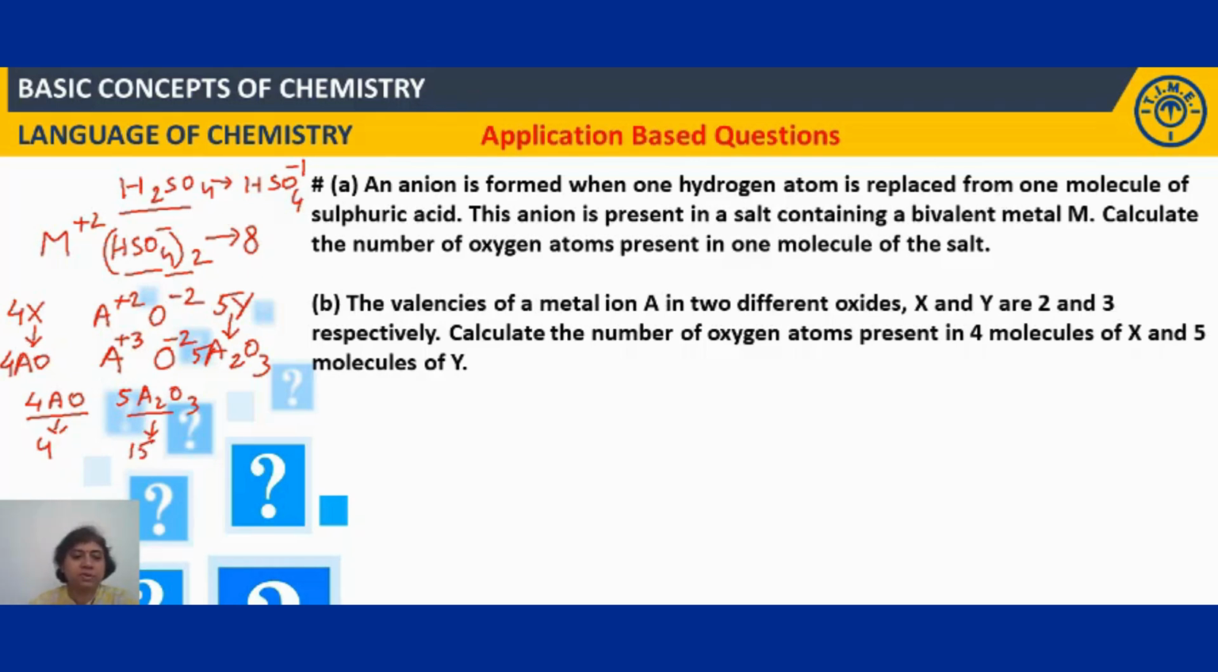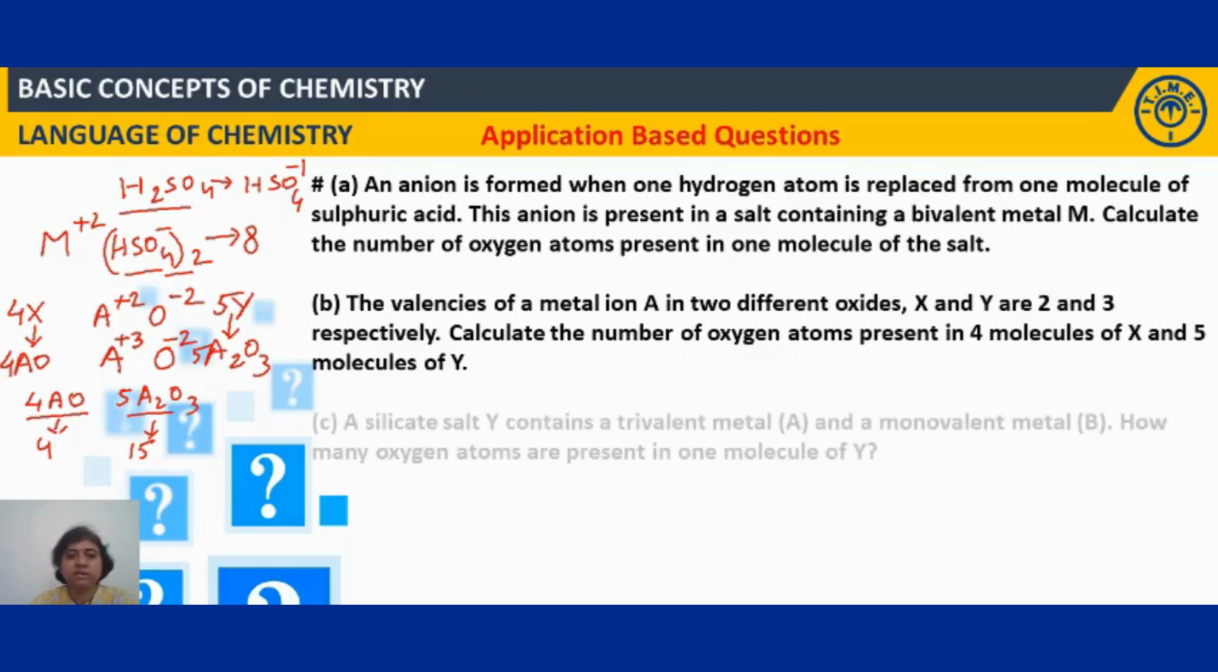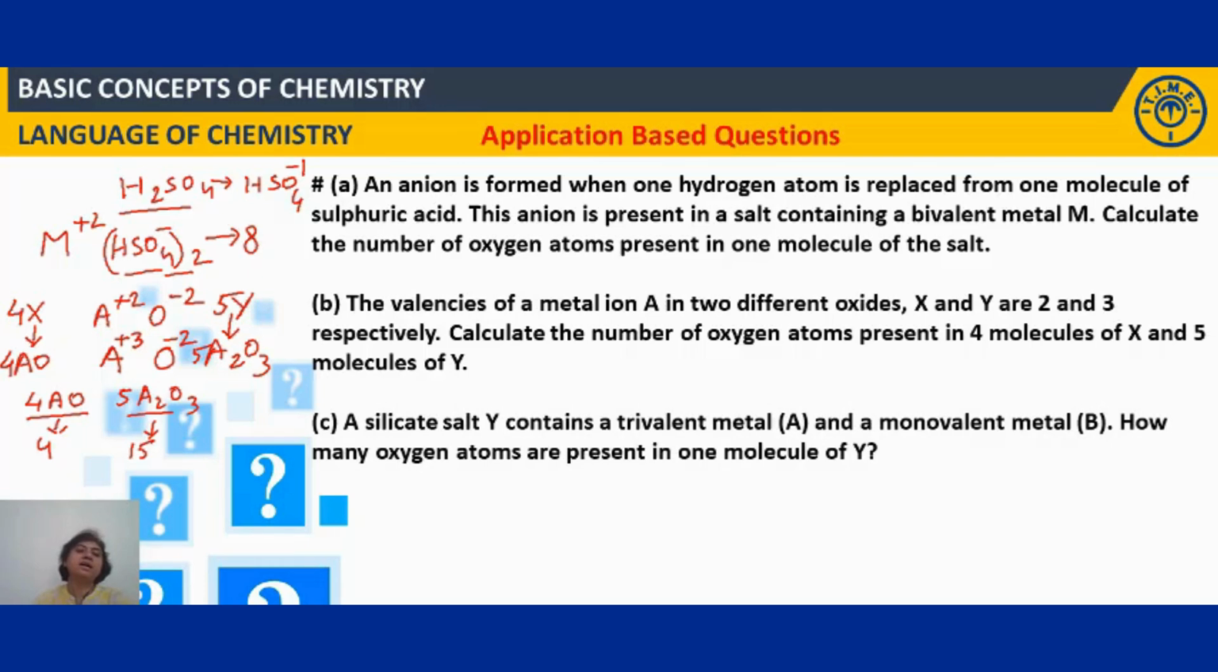So let's move on to the next question of this section. Next question is, a silicate salt Y contains a trivalent metal A. Let us jot down. So the metal is trivalent and it is A. So it is A plus 3, and a monovalent metal B. So B is plus 1. How many oxygen atoms are present in one molecule of Y? Y is the silicate salt. In that A plus 3 is present and B plus 1 is present.